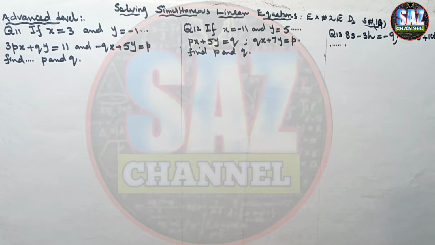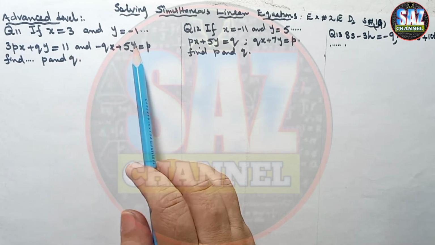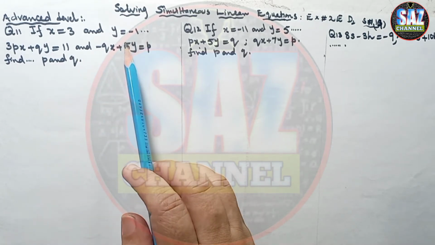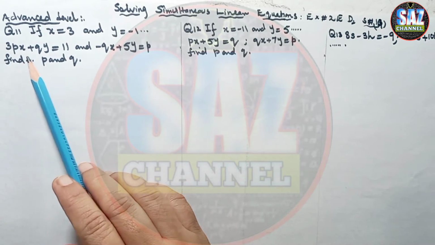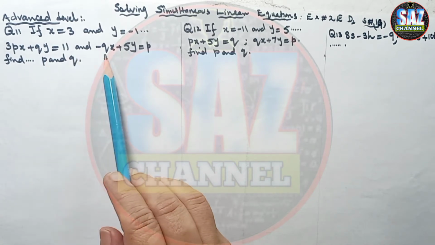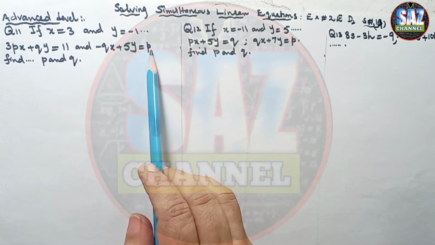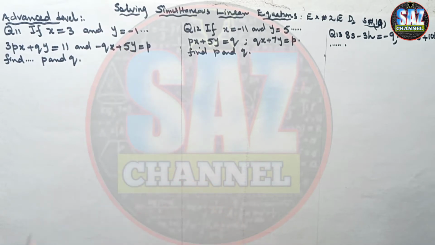Question 11 says, if x equals 3 and y is equal to minus 1 is the solution of the simultaneous equations 3px plus qy equals 11 and minus qx plus 5y equals p, find the value of p and q. So let's move to the solution of this question.